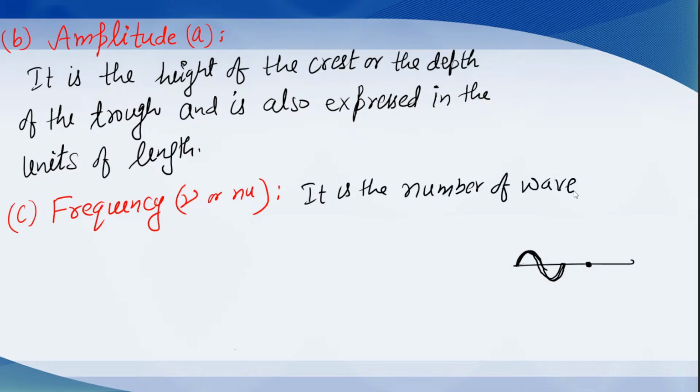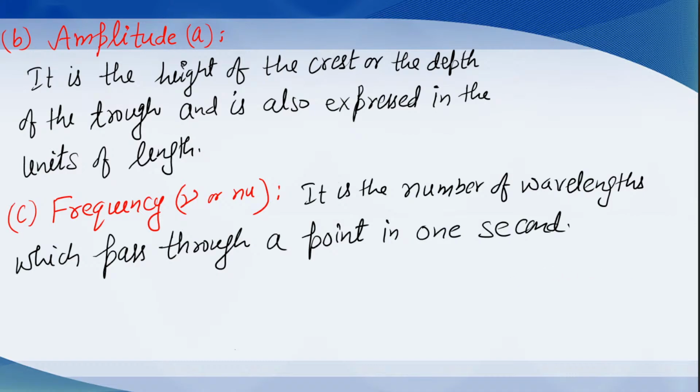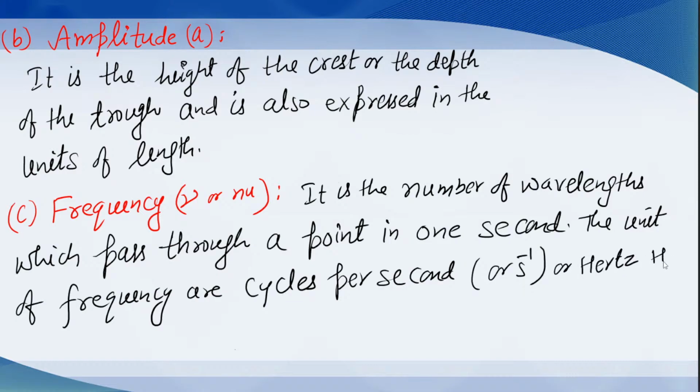It is actually the number of wavelengths which pass through a given point in 1 second, and the unit of frequency is cycles per second, or hertz, after the name of Heinrich Hertz.